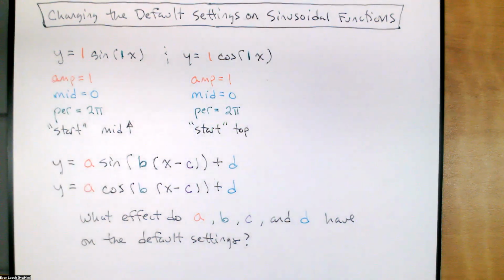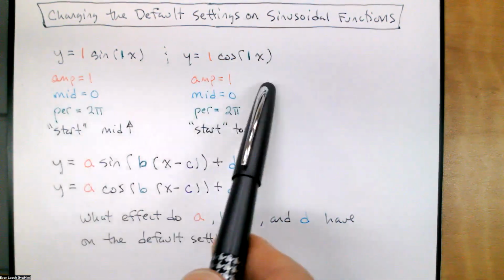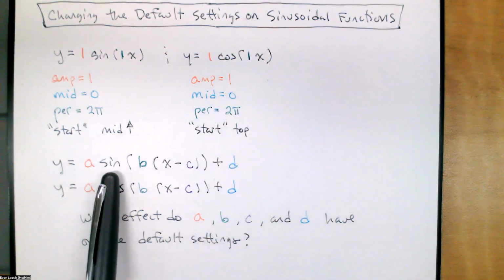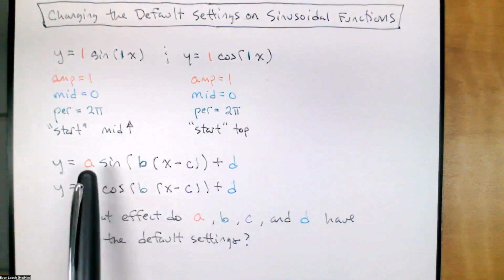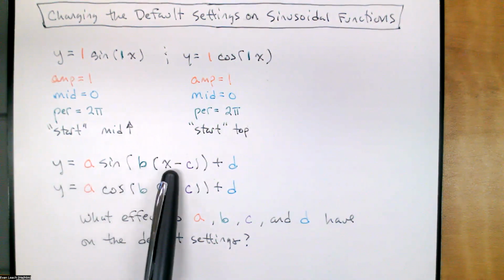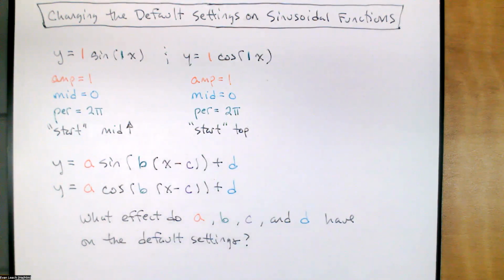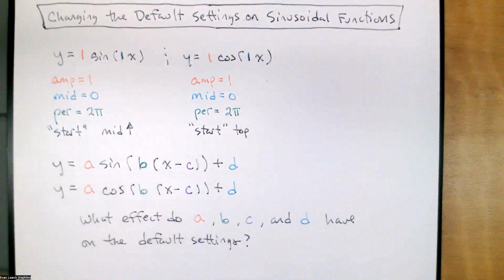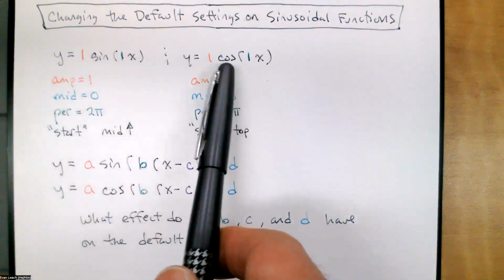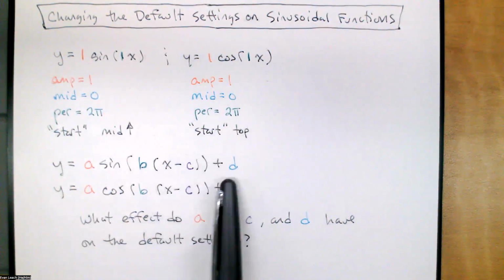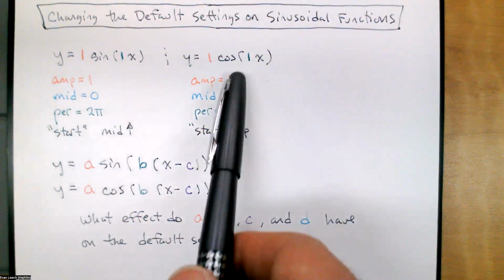I want to do some modifications to my sine and my cosine. I want to change the number in front of the trig function, the coefficient of the trig function itself. I want to change the coefficient of x, and I also want to include some addition and subtraction. So I want a sine of b times x minus c plus d. My default setting is that a and b are equal to 1. My sine here is 1 sine of 1x. Our default c and d is 0. That's why we don't see them up here.